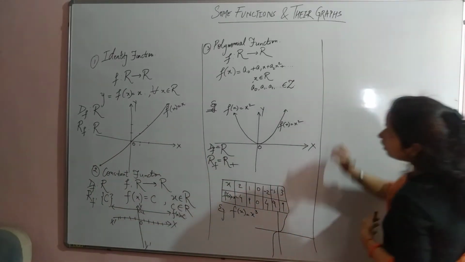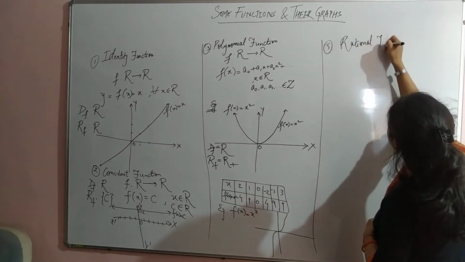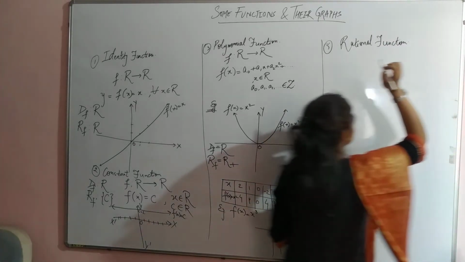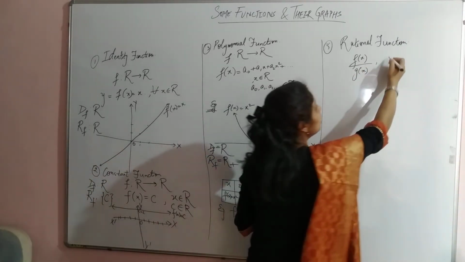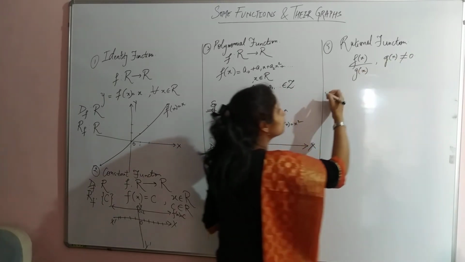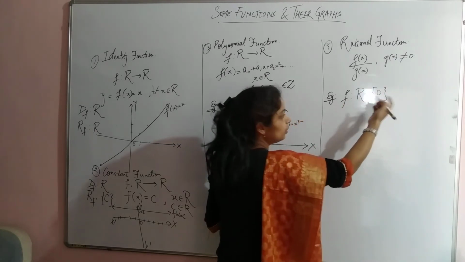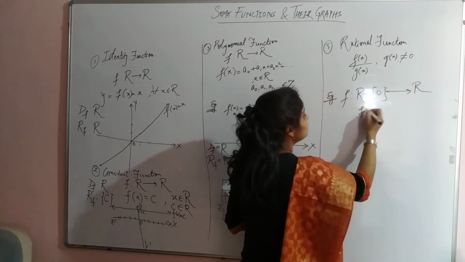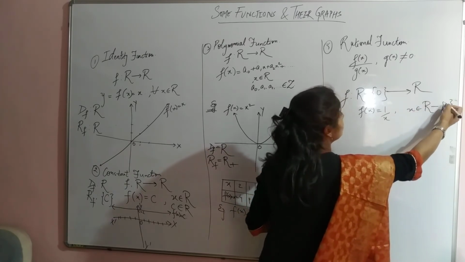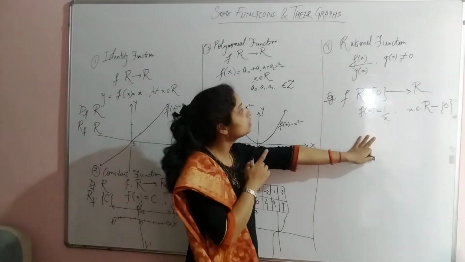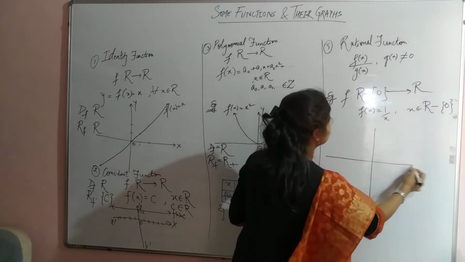Now the fifth type of function is the rational function. So what is a rational function? A rational function is always in the form f(x) upon g(x), with the condition that g(x) is not equal to 0. Let us take one example. Let f be from the set of real numbers excluding 0 to the set of real numbers, defined as f(x) = 1/x, where x belongs to R minus 0. This is a rational function, because it is in the form f(x) upon g(x). Now let us draw this function.